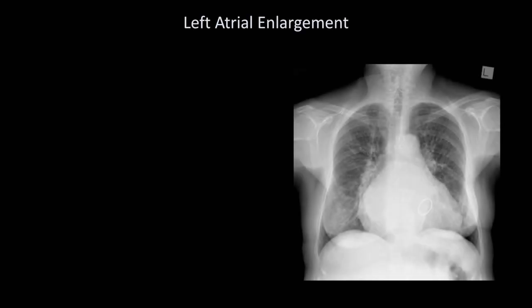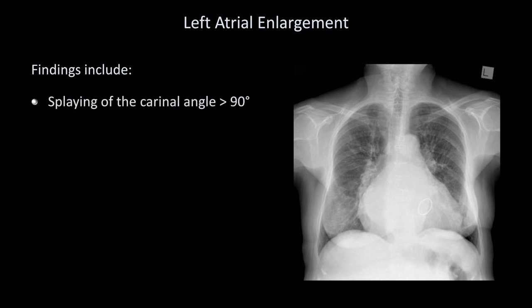While the finding of cardiomegaly concerns the heart as a whole, there are two cardiac chambers that can be identified as being enlarged on X-ray individually. The first is the left atrium. As discussed in the last lesson, one finding of left atrial enlargement is splaying of the carinal angle to a value greater than 90 degrees.